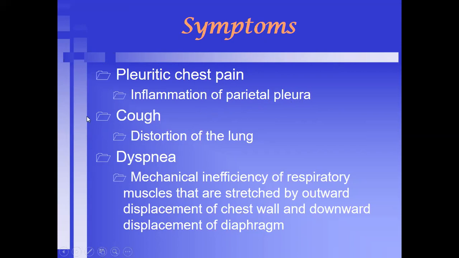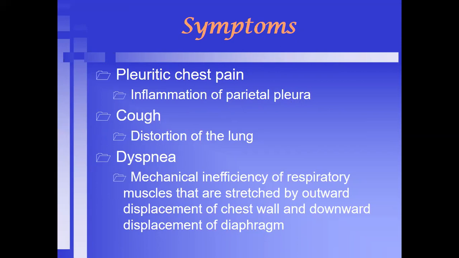Next, your patient can have cough, and this is due to the compression or distortion of the lung itself. So the distortion of the lung structure causes the coughing in these patients. And last, you have dyspnea or shortness of breath, and this is caused by the mechanical inefficiency of your respiratory muscles. Remember, your pleural effusion is space occupying. It pushes on your lungs, it pushes your chest wall outward, and it pushes the diaphragm downward.